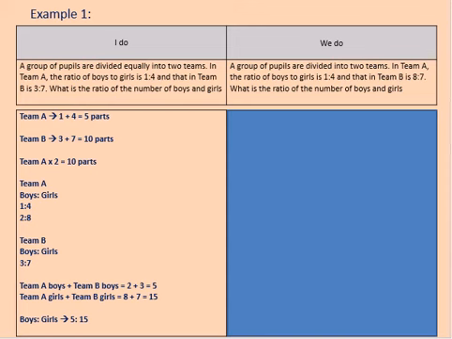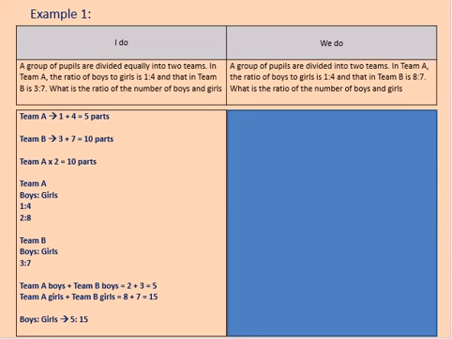Okay, so for the first I do and the we do of the lesson. The first I do says, a group of pupils are divided equally into two teams. In team A, the ratio of boys to girls is 1 to 4. And in team B, the ratio is 3 to 7. What is the ratio of the number of boys to girls? This means overall between the two teams.